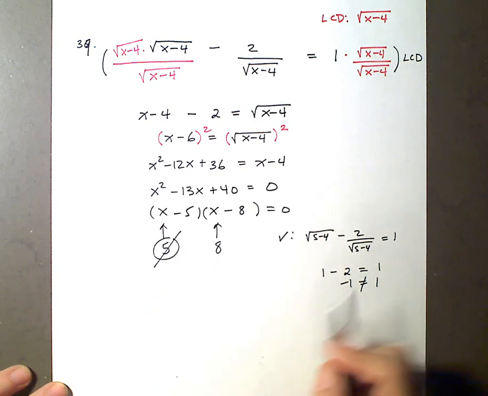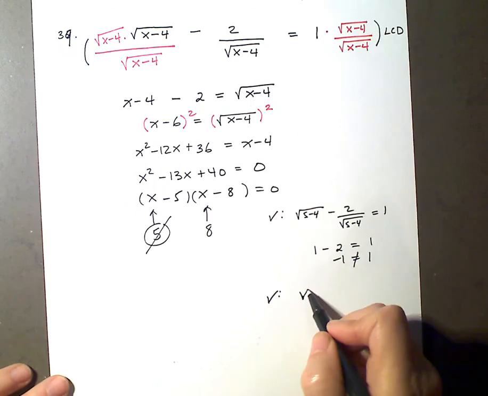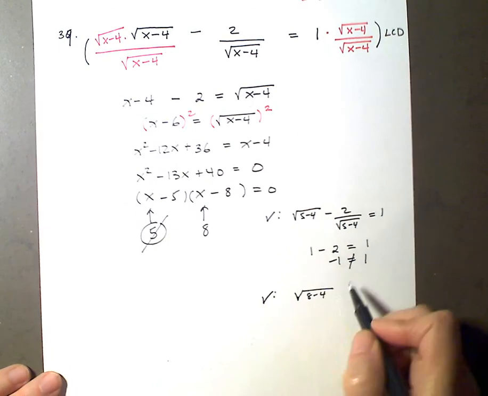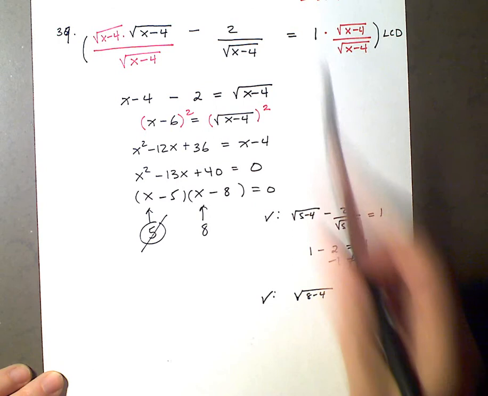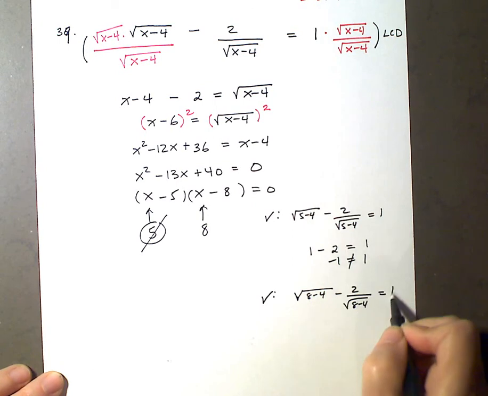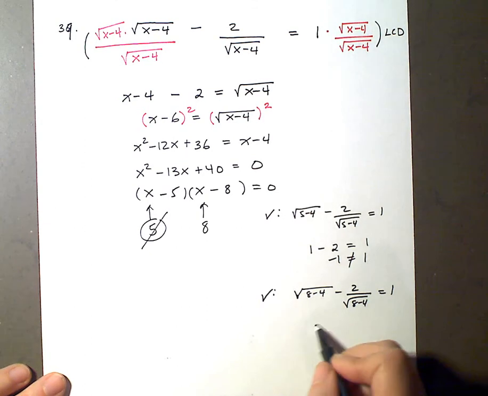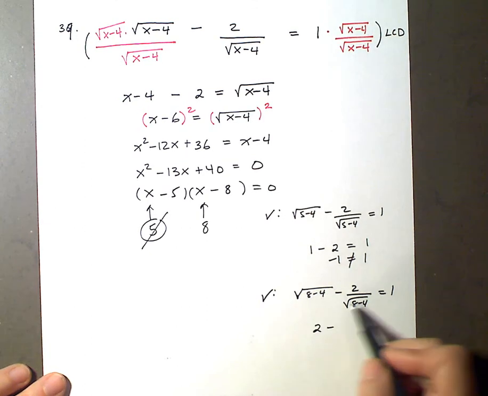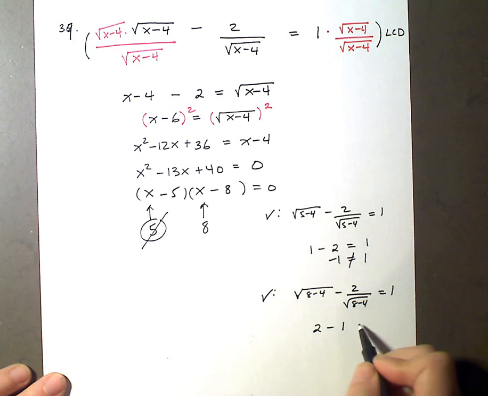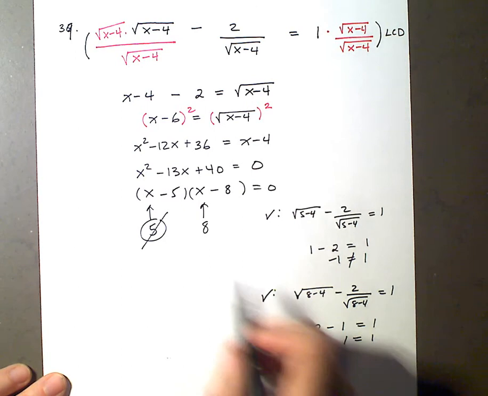And then I'll try 8. So when I check 8, this is the square root of 8 minus 4 minus 2 over root 8 minus 4 equals 1. So the square root of 8 minus 4 is the square root of 4, which is 2, minus 2 over 2, which is 1, equals 1. And then we have positive 1 does equal positive 1. So the 8 works.